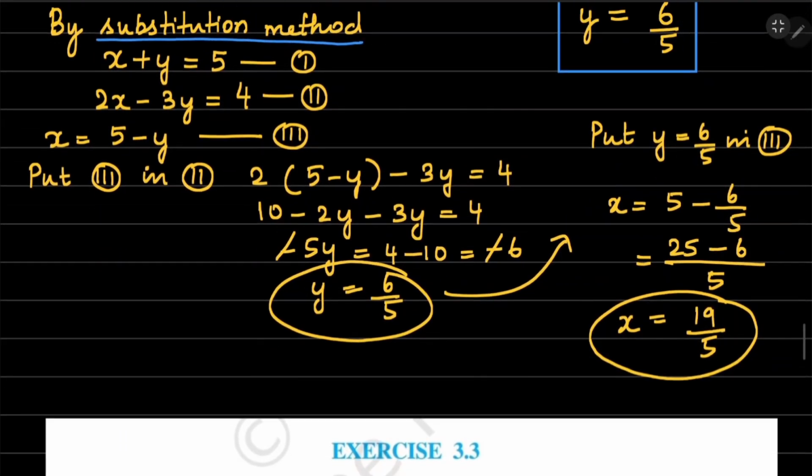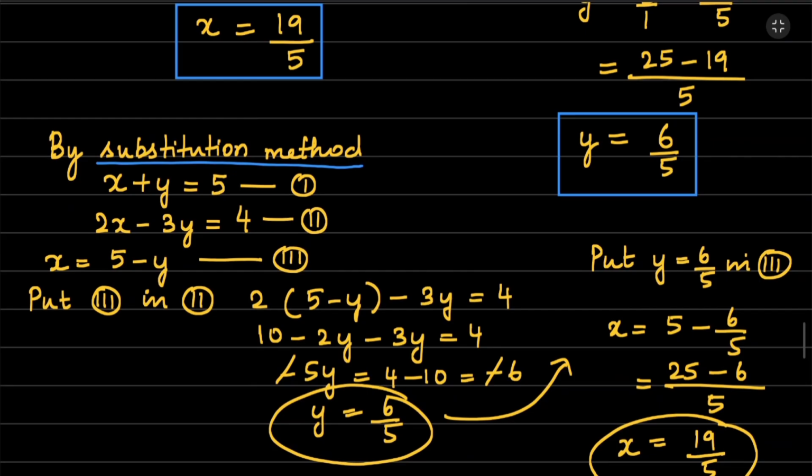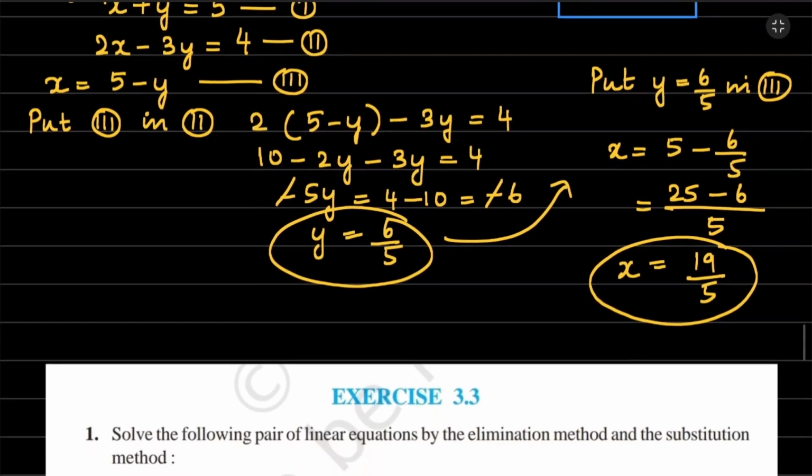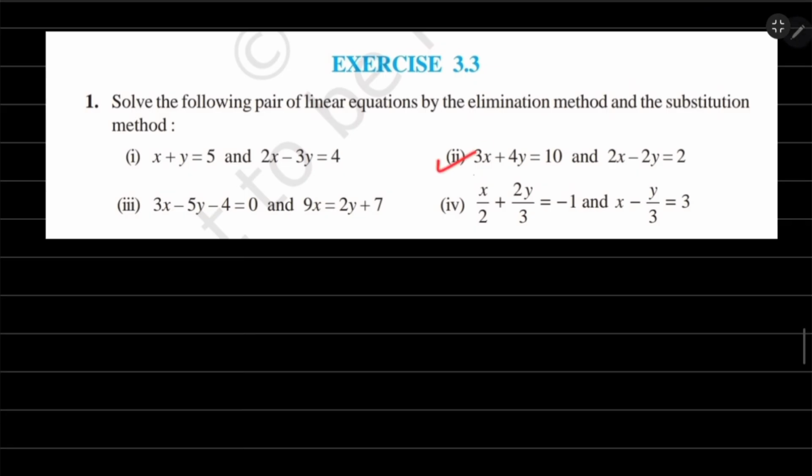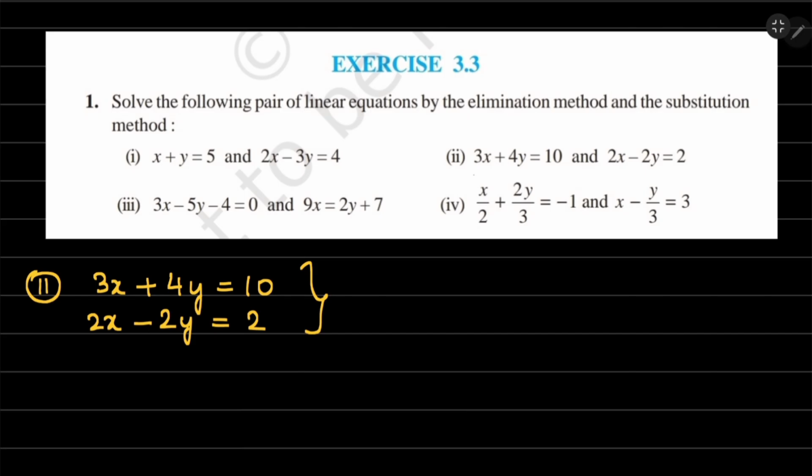Let's move on to the second question. So x is equal to 19 by 5 and y is equal to 6 by 5. The same way we'll do the next question as well, the second one. So the second question is, let me write the question as it is: 3x plus 4y equal to 10 and 2x minus 2y equal to 2. What I'll do is, I'll multiply the first by 1 and the second by 2, so that I can eliminate y. Let this be equation 1, let this be equation 2. So the first method that we will be using is the elimination method.